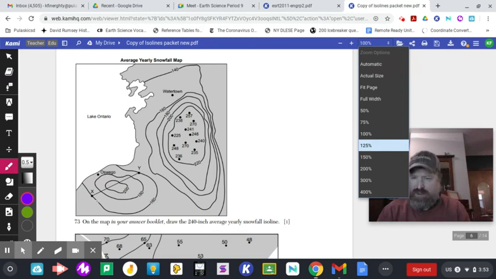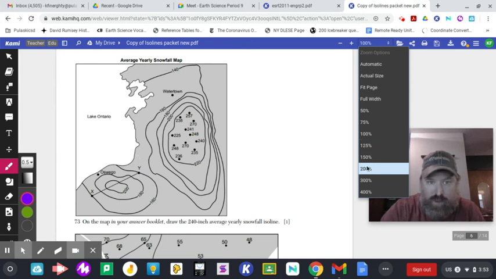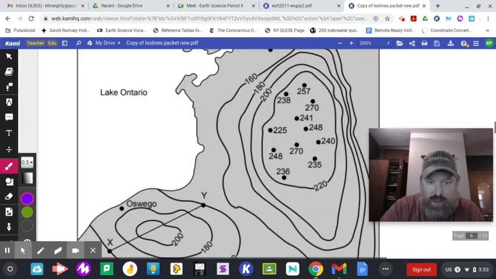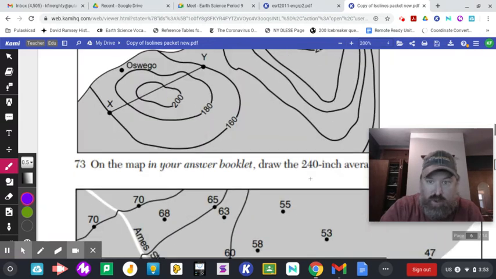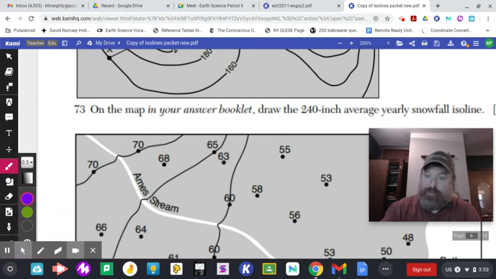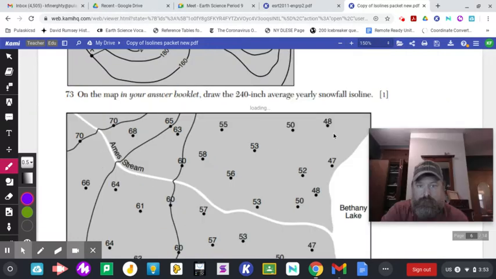For example, on this one, with all of this stuff going on, I remember this thing being a profile question. Remember those profiles where you had to figure out what the side view of the hill looked like? That was one of these. So we're not worrying about that today. But what we got here is snowfall, close to home, the Tug Hill Plateau, with Oswego and Pulaski being right about there. And what they're going to have us do, if you read the directions, is draw the 240-inch isoline.